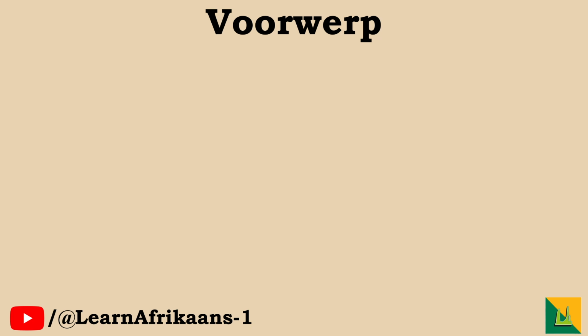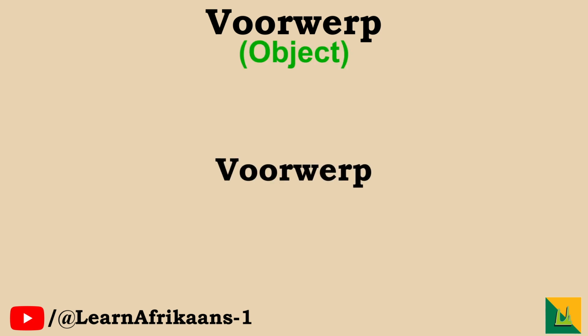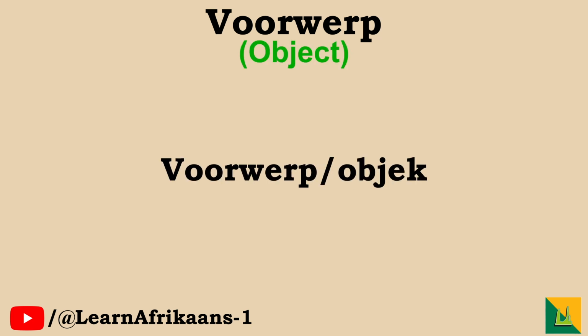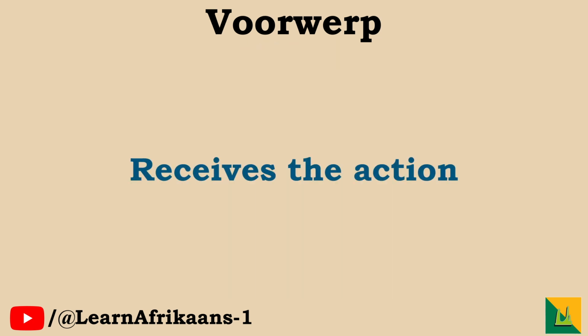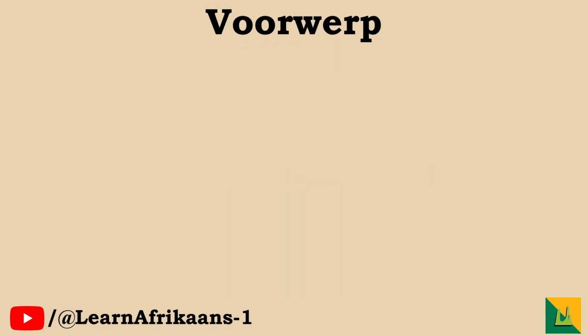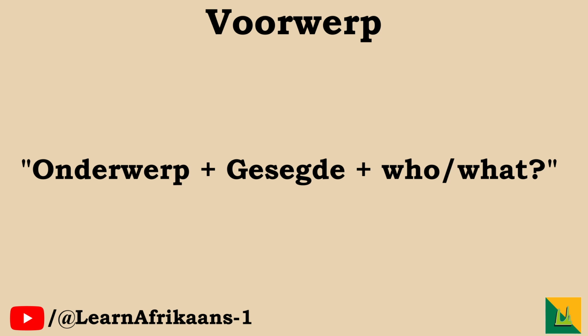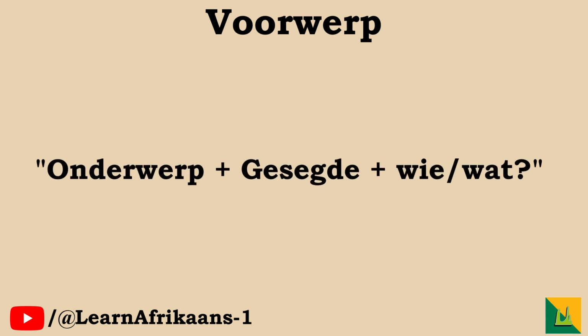Next is the voorwerp. In English, the object. Sometimes also in Afrikaans, die object. The voorwerp receives the action. You can ask onderwerp plus gesegde plus who or what. In Afrikaans, onderwerp plus gesegde plus wie of wat.